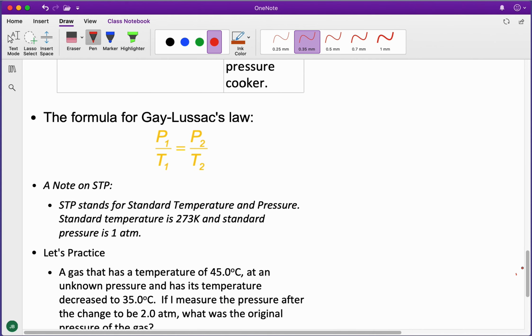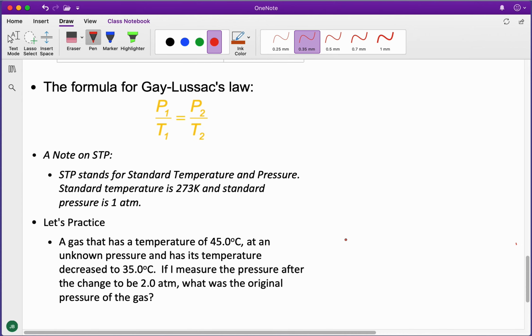All right, so let's look at our formula for Gay-Lussac's law. Once again, yep, we have another fraction here. So just like before, if for some reason fractions just cause you to start feeling lightheaded and hyperventilating, you can once again change this. So you can write Gay-Lussac's law as P1 times T2 equals P2 times T1. Okay, so either or, it doesn't matter which one you want to learn.